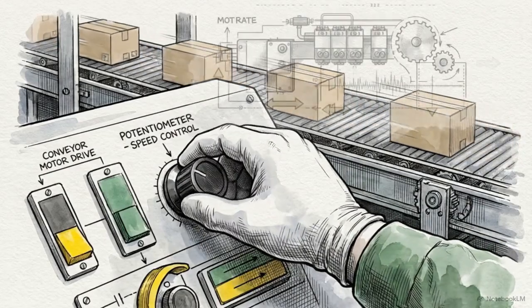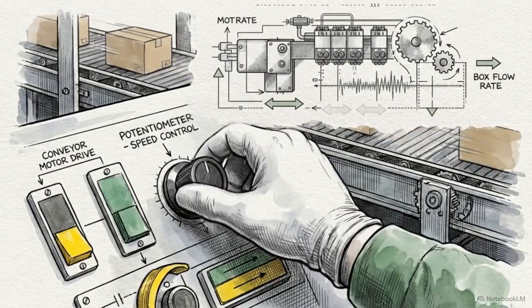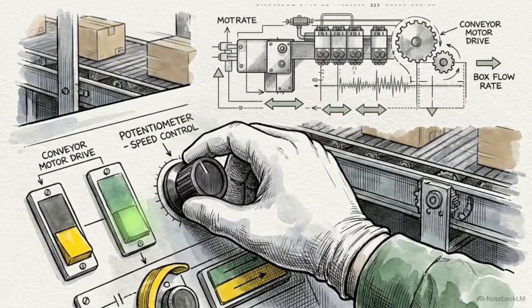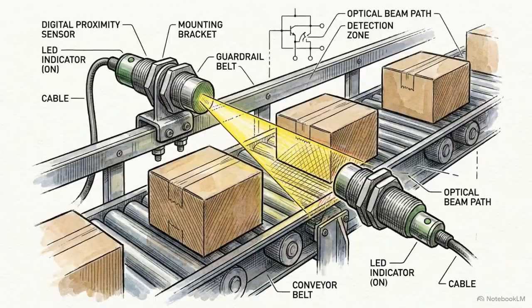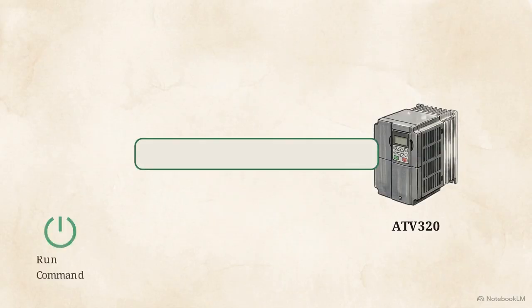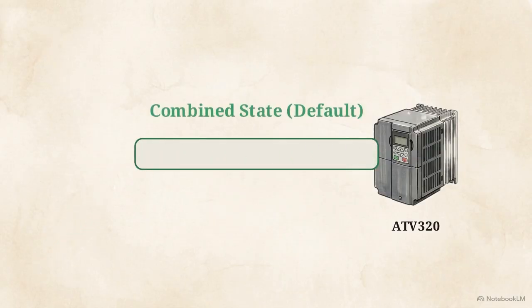Consider a common factory scenario, a packaging conveyor belt. The operator needs a physical analog dial to adjust the speed, but an independent digital sensor determines exactly when the belt starts and stops. By default, the drive operates in a combined state. It expects the run command and the speed reference to arrive through the exact same channel.